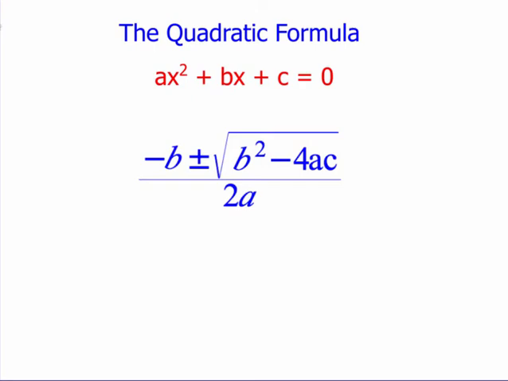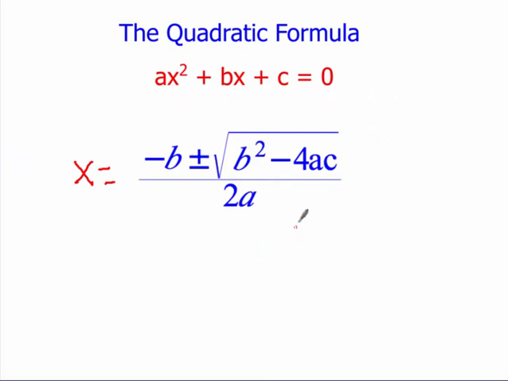So how do we solve a problem like that? Well, the way we do it is by using the quadratic formula. So if I'm given a quadratic equation in the form ax squared plus bx plus c equals 0, then the quadratic formula is this. And I'm missing part of it. It should say x equals negative b plus or minus the square root of b squared minus 4ac all divided by 2a.